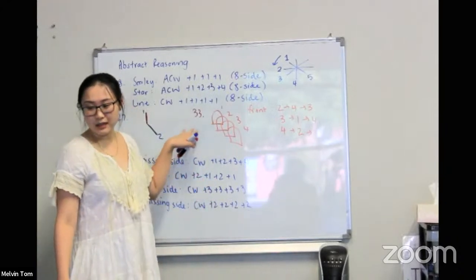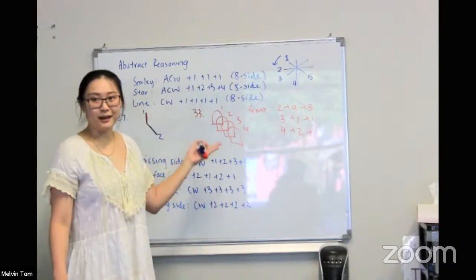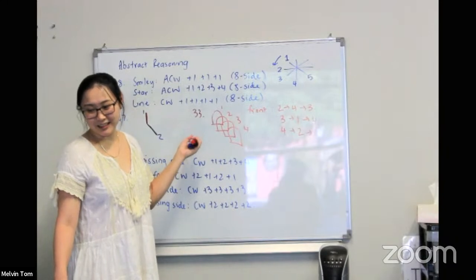The first one, which one's the black one? 1, 2, 3, 4. 3. Next one. This is the black one. And the next one? 4. Okay, that's kind of confusing.